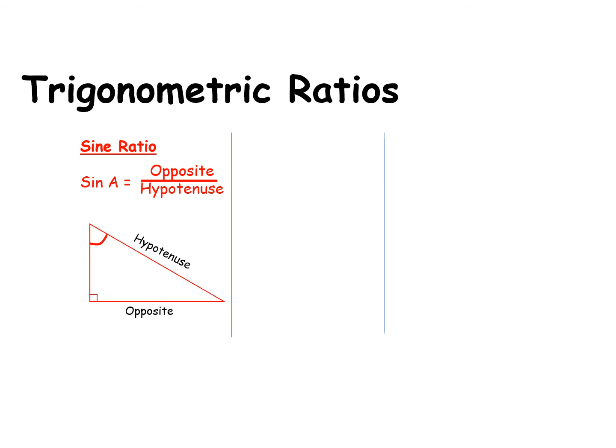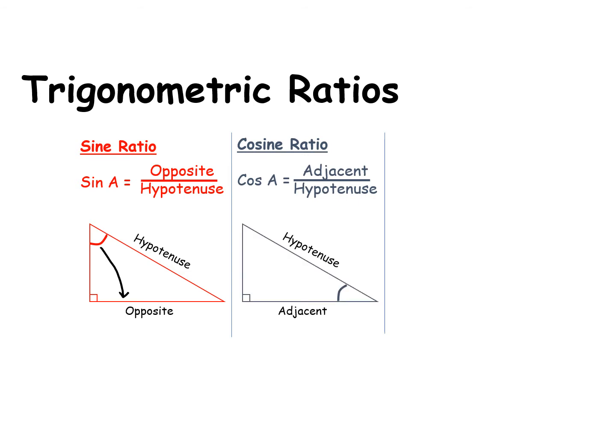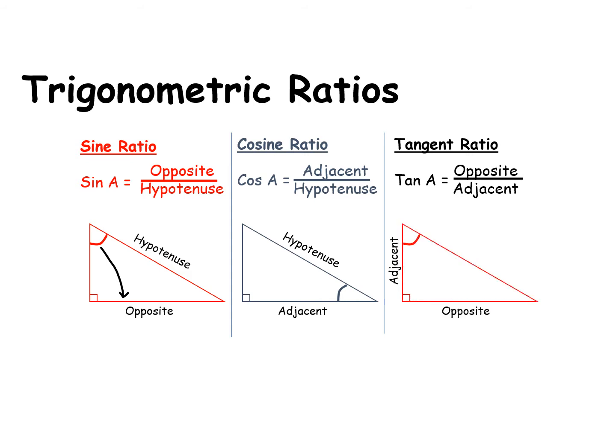So there are 2 sides there. In this triangle, our opposite side, bear in mind, is always opposite our angle. Then we have the cosine ratio, or what's known as cos. So cos of A is equal to the adjacent over the hypotenuse. In this case, we're talking about the side that's beside the angle, so adjacent. And the last one is our tangent ratio, or simply known as tan. Tan of A is equal to opposite over adjacent.